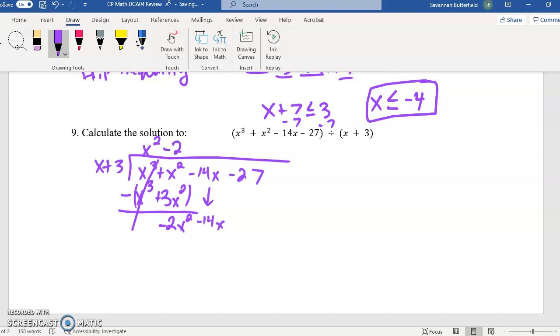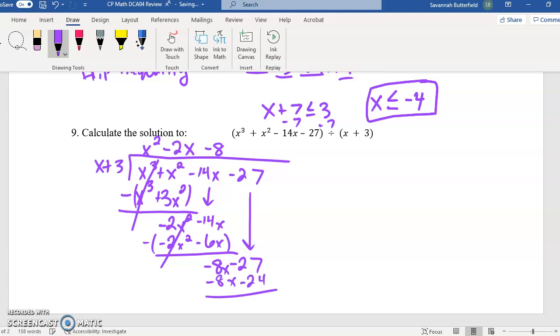So x times negative 2x to get negative 2x squared, we're going to multiply by negative 2x. So we'll get negative 2x squared. And then negative 2 times 3 is going to be minus 6x. So those cancel. Negative 14 minus negative 6 is going to be negative 8. Bring down the minus 27. x times negative 8 will get me negative 8x. Negative 8 times 3 is going to be negative 24. Subtract those. Those cancel. You're going to be left with negative 3. So your answer is x squared minus 2x minus 8 minus 3 over x plus 3.